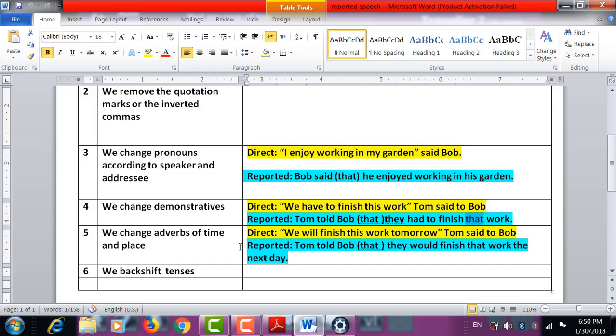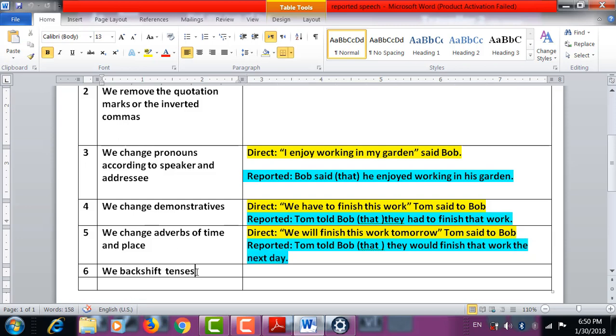Okay, in the next part, how to change the adverbs of time and place, right? We have here tomorrow. We change tomorrow, this adverb of time, into the following day or the next day. So we have here the next day.